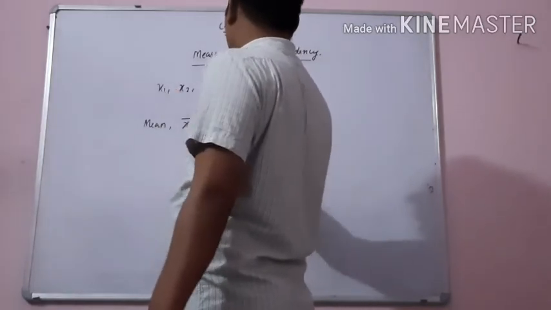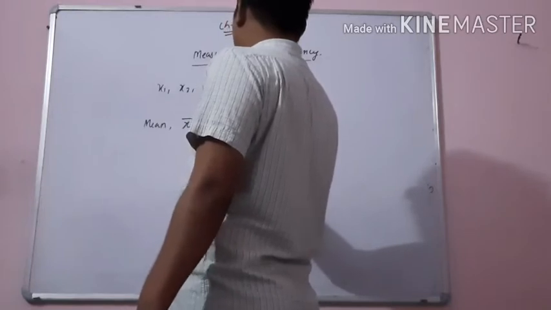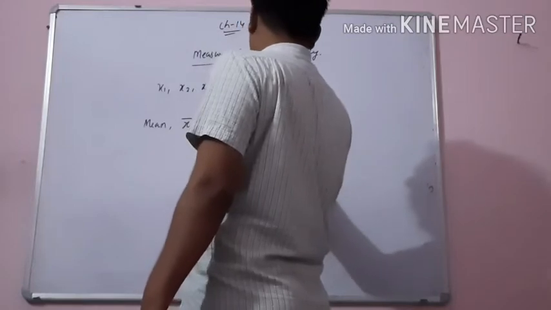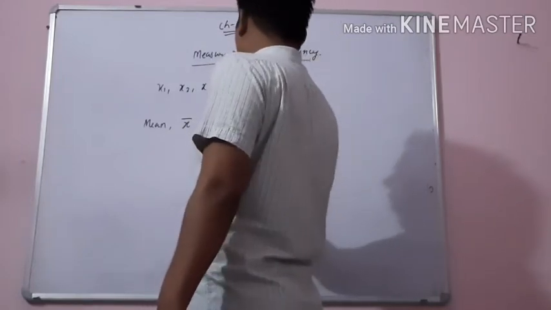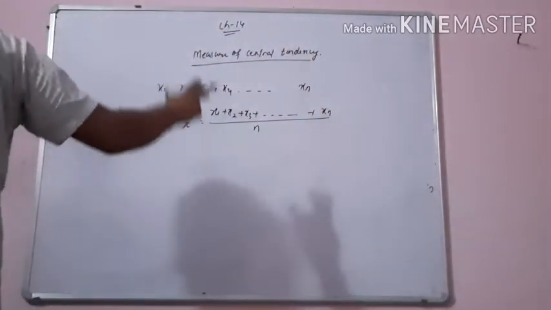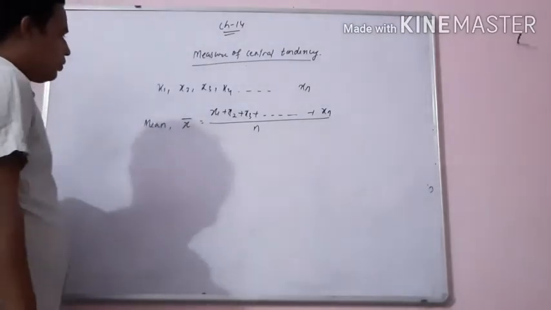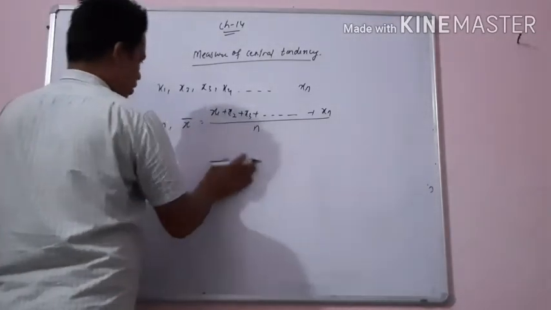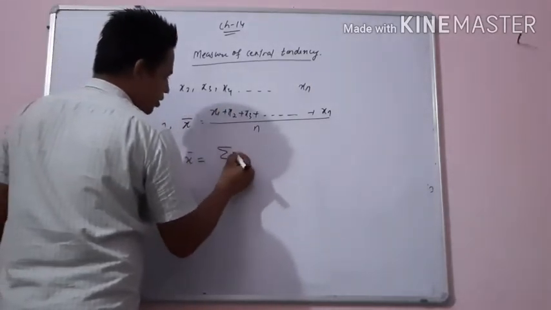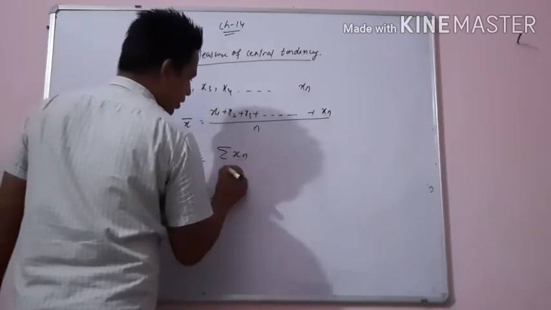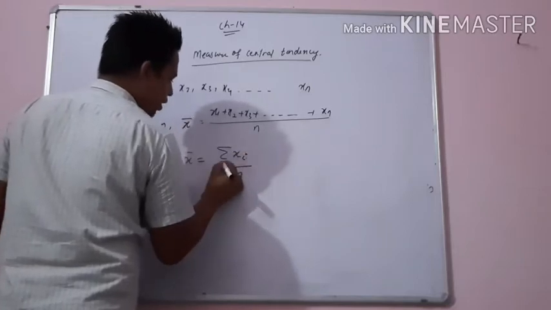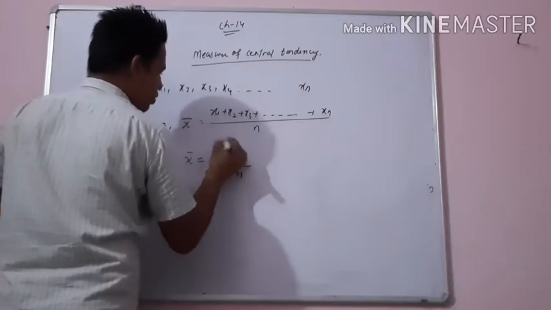Now, what do we have to do for finding the mean? We have to add all the data: x1 plus x2 plus x3 up to xn, upon n. Why? n is the total frequency here. It can also be represented like sigma xi upon n, where i equals 1 to n.